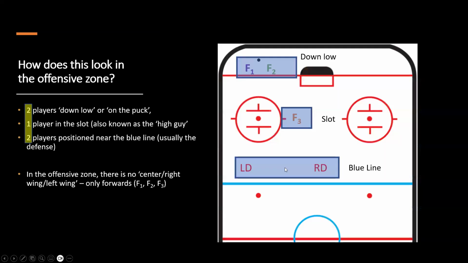Okay. So I've got a diagram for you here on the side. This is what it looks like in the offensive zone. We got two players down low. Here we got F1 and F2 down low. One thing I want to mention is there's no center, right wing, or left wing when we're in the offensive zone. There's only F1, F2, and F3. In this image, we have F1 and F2 down low. They're on the puck. They're trying to retrieve that puck. We have one player in the slot, which is F3, and we have two players positioned near the blue line. We have the left defenseman and the right defenseman, and that makes a 2-1-2.